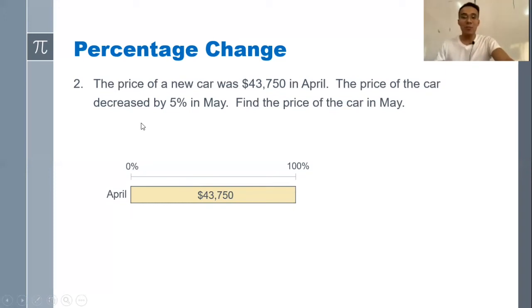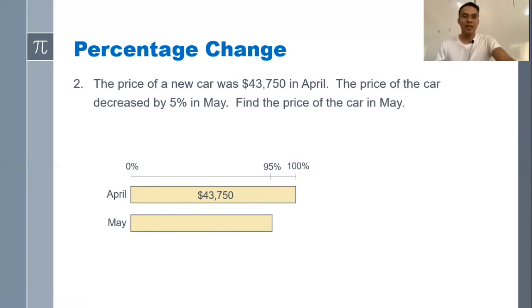In May, the price decreased by 5%. This means that the bar model for the price of the car in May should be a bit shorter than that in April, something like this. And the percentage of this is 95%. How is 95% obtained? Starting from 100%, we're going to move back by 5% because there's a decrease of 5%. So from 100% decreased by 5%, we obtain 95%. This bar is 95%.